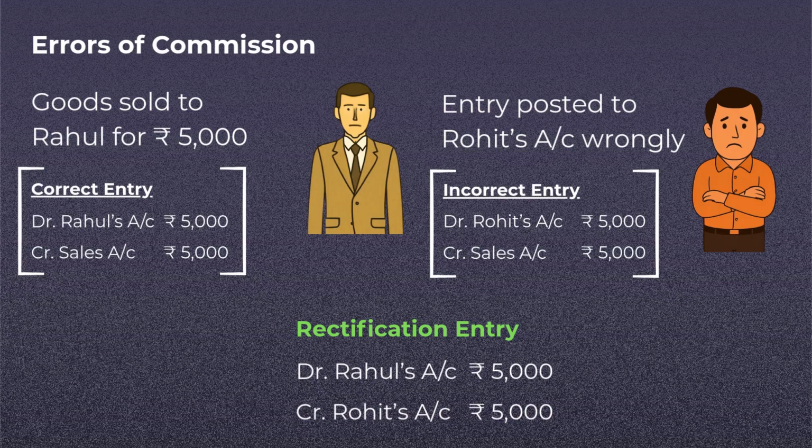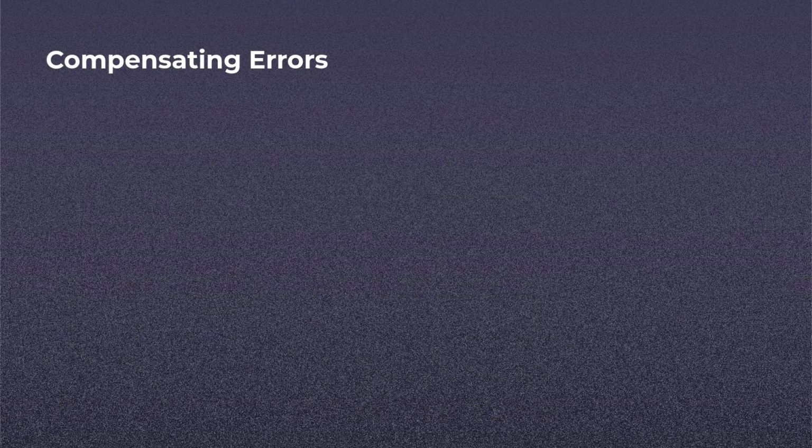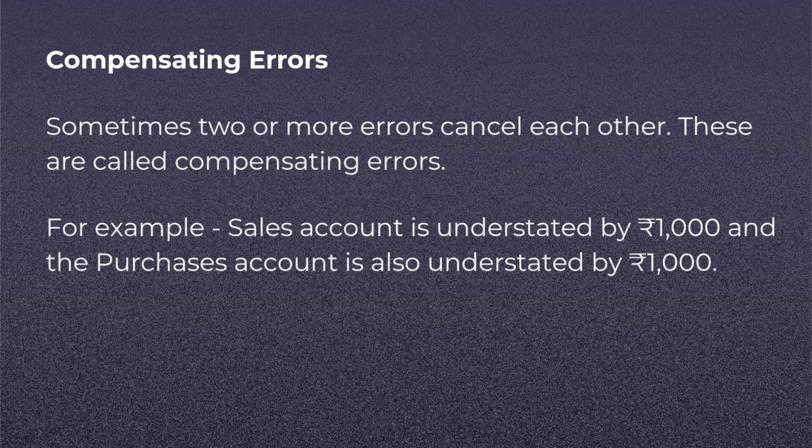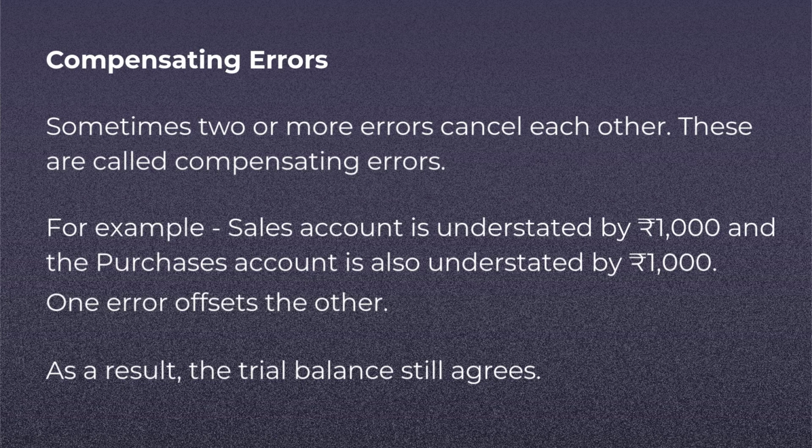Next is compensating errors. Sometimes two or more errors cancel each other. These are called compensating errors. For example, sales account is understated by rupees 1,000 and the purchases account is also understated by rupees 1,000. In this case, one error offsets the other. As a result, the trial balance still agrees.